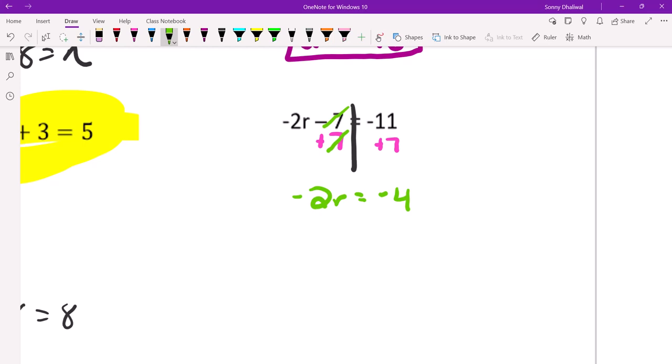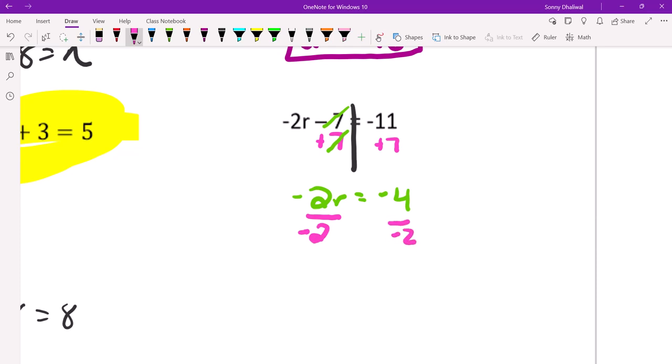Okay. Now, we got rid of the 7. Now we need to get rid of the 2. How do we get rid of that 2? Add, subtract, multiply, or divide? Divide, because that 2 is multiplying by the r. So we divide by what number? Negative 2. We need to cancel out the 2 and the sign. So divide by negative 2 on both sides.